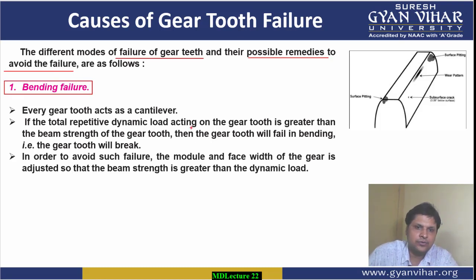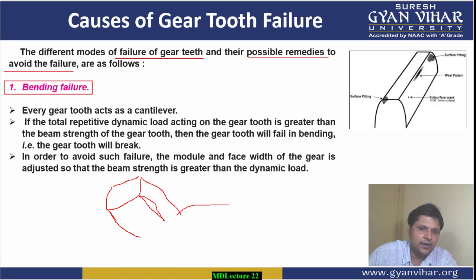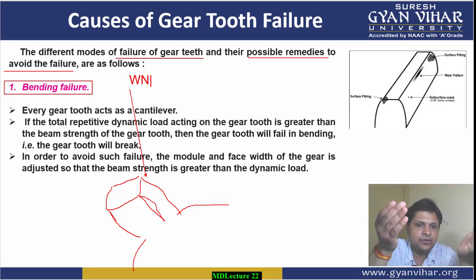Now, as you all know, students, we have considered the tooth of the gear as a cantilever, in which the load is acting. In this way we have considered it that we have a tangential load WT. We have first of all a normal load which is acting on the tooth of one gear on the other gear. This is the load which is transferred from one gear to the other gear.